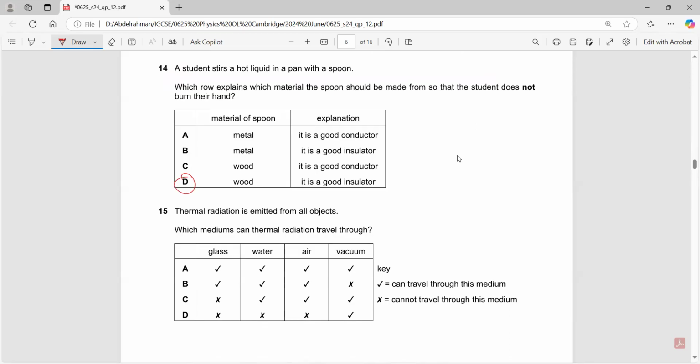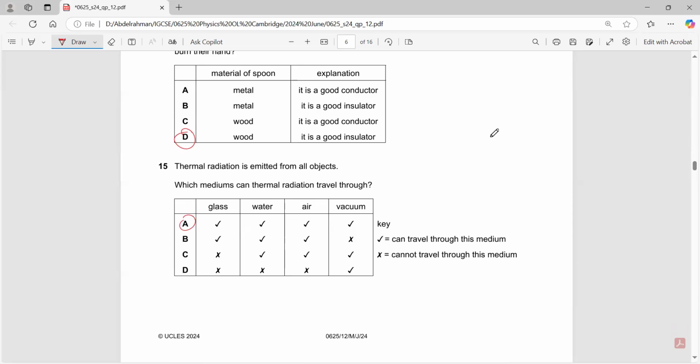Thermal radiation is emitted from all objects. Which mediums can thermal radiation travel through? It can travel through glass, yes. Water, definitely. Air, vacuum. It's the only type of heat transfer that can travel through a vacuum. So A is correct.